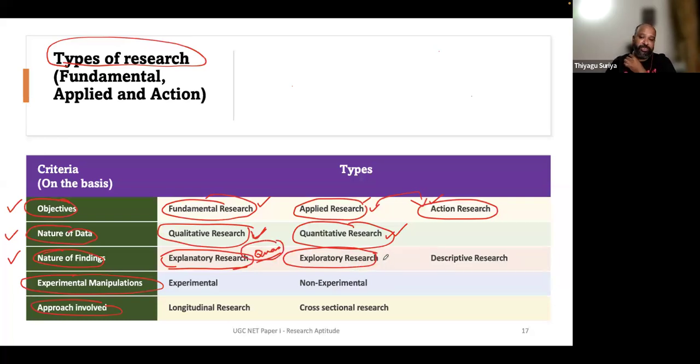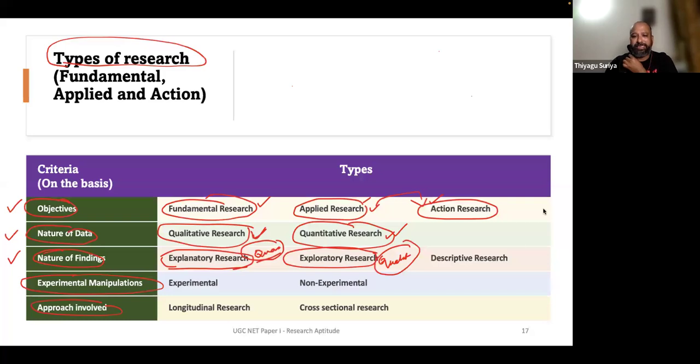But for exploratory research, normally we start with the research questions. Like we are going to identify which factors affect this. So we are going to do some kind of exploratory analysis. The exploratory analysis is part of the qualitative research, right? So hope you understood. Explanatory means quantitative research, and exploratory research is part of the qualitative.